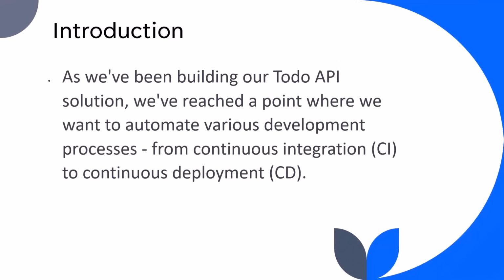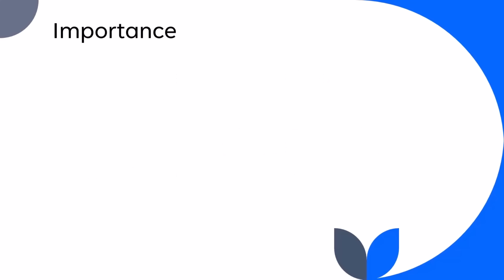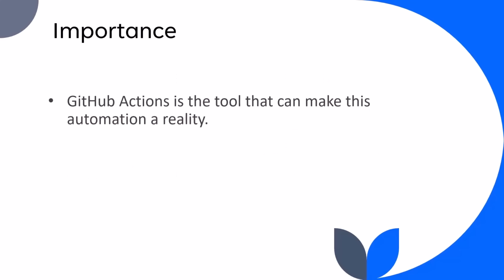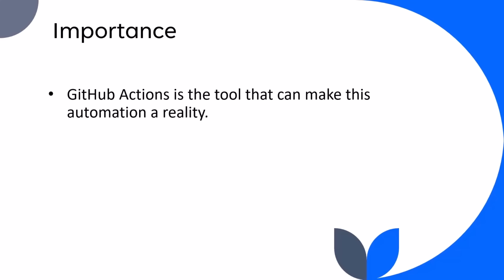Welcome back, everyone. In this lecture, we are going to delve into a pivotal aspect of modern software development, that is GitHub Actions. As we have seen, we have been building our To-Do API solution. We have reached a point where we want to automate various development processes, from continuous integration to continuous deployment. So GitHub Actions is the tool that can make this automation a reality.